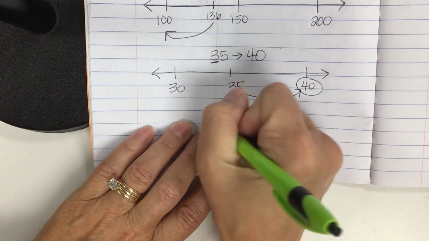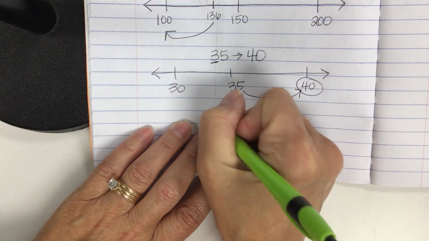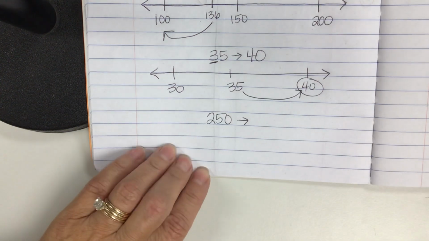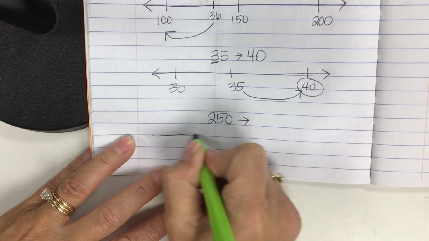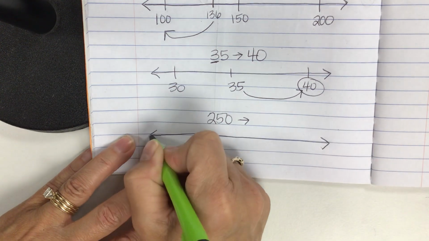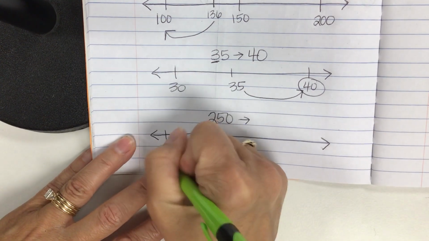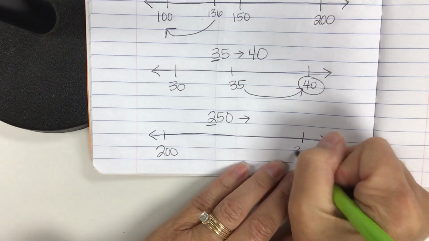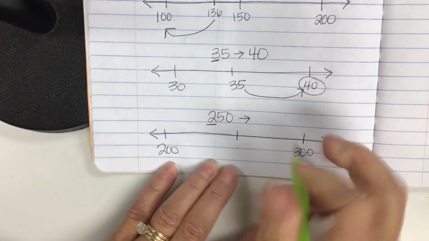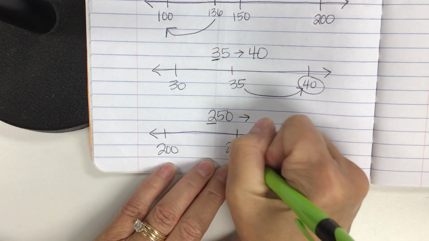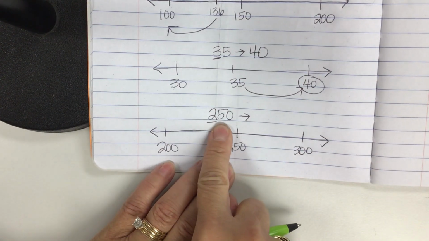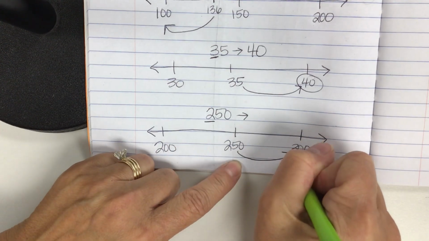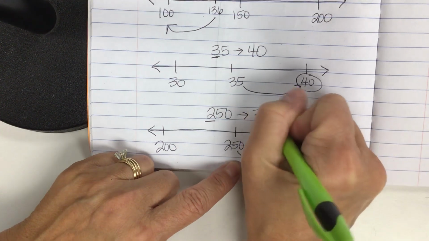So if I have 250, and I want to round that to the nearest 100. Then my first 100 is 200. My next 100, 300, goes at the end. And then halfway in between is always the 5, 250. Wait a minute, that's our number, and it's halfway in between. So if that's the case, we're always going to move on up to 300.